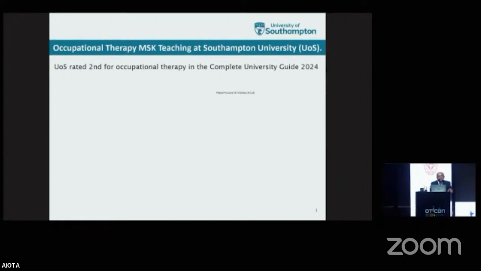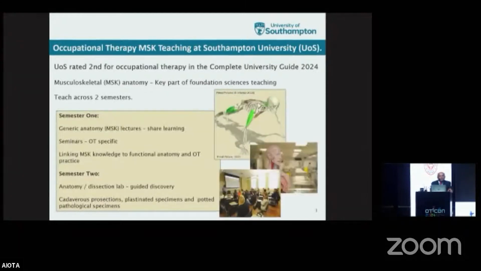This was musculoskeletal anatomy, a key part of foundation sciences teaching. So this subject is part of the foundation science teaching. They teach it along two semesters. One semester is made up of 14 weeks, so the total is a 28-week curriculum divided into two semesters.